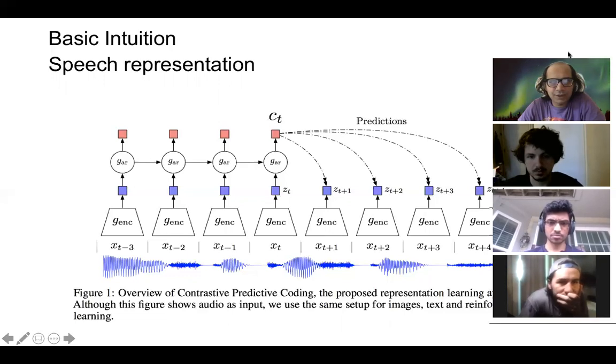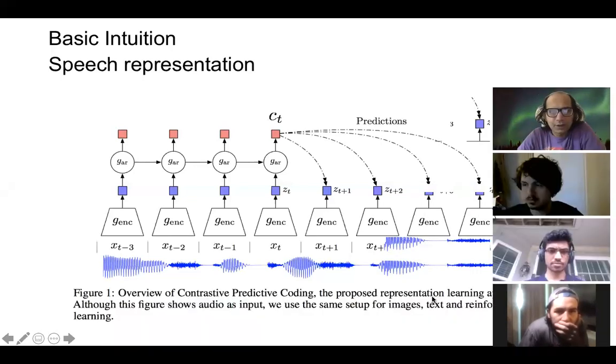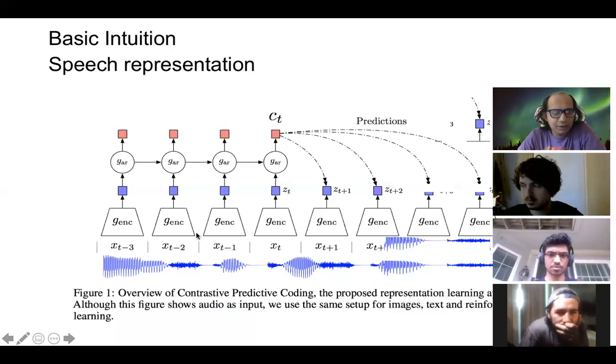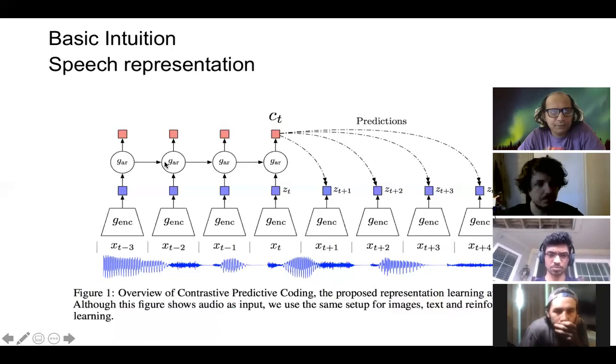So as we see, given a speech signal, there will be two components in this architecture. One will be an encoder and another will be an autoregressive model. So the idea is to encode each sample, and then based on the current context, it will predict future samples in the latent space. Does it make sense?